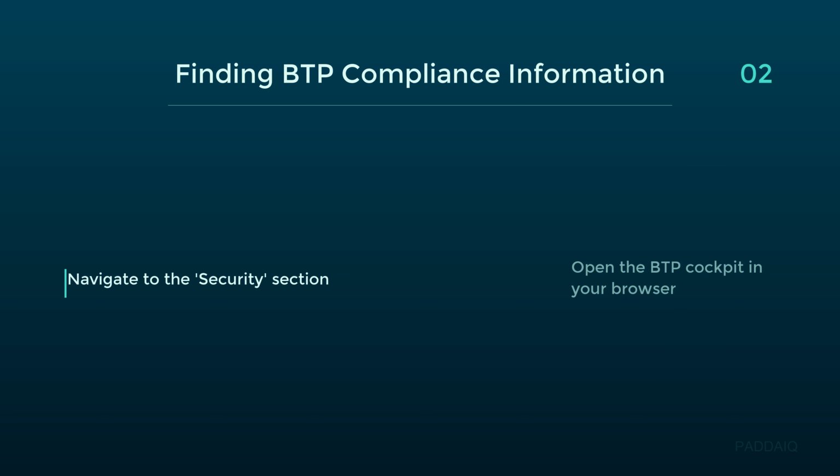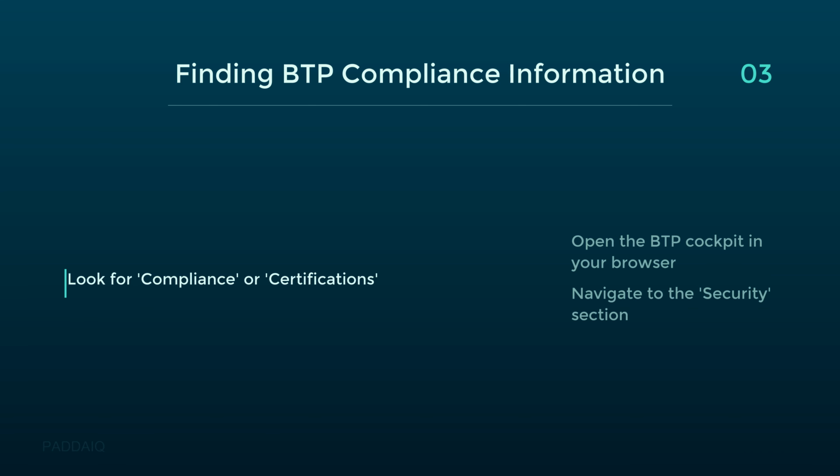Navigate to the Security section. This is where you locate all compliance-related documents for SAP BTP. For instance, if you need to confirm BTP meets GDPR standards, you would go here to find the relevant audit reports and certifications. This ensures you can quickly verify and trust the platform's security posture.